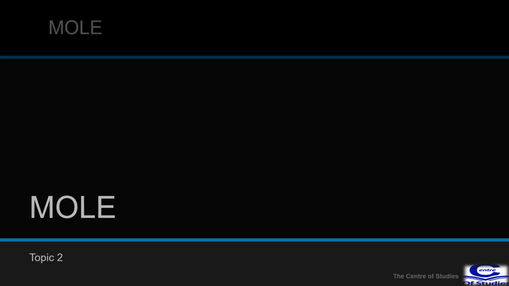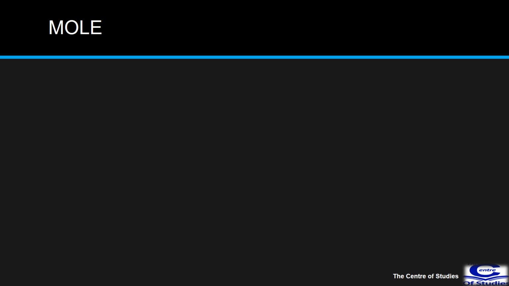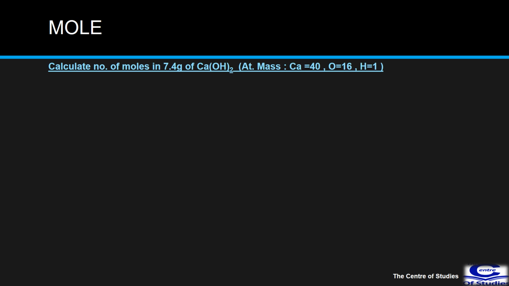Now, the second topic is mole. When the atomic mass or molecular mass is expressed in gram, it is referred to as a mole. And to calculate the number of moles, you need to know the formula. That is, the number of moles is equal to the gram mass of the substance divided by the atomic mass or formula mass. Now, let's see how to calculate the number of moles with the help of the formula.